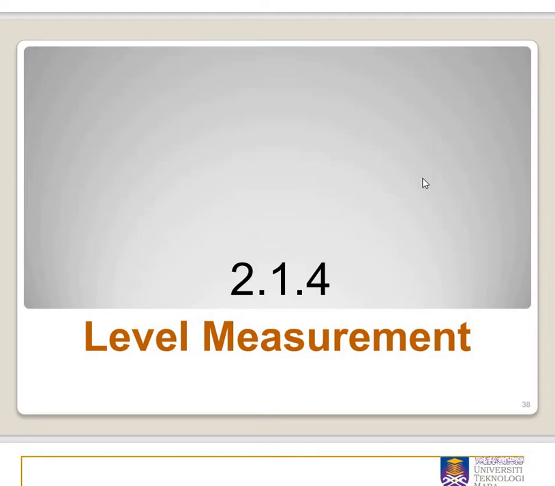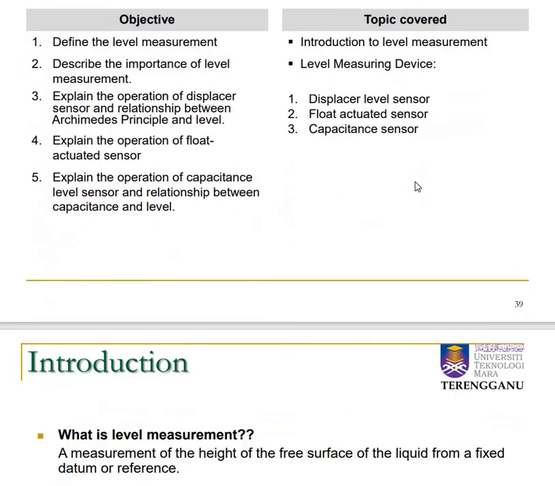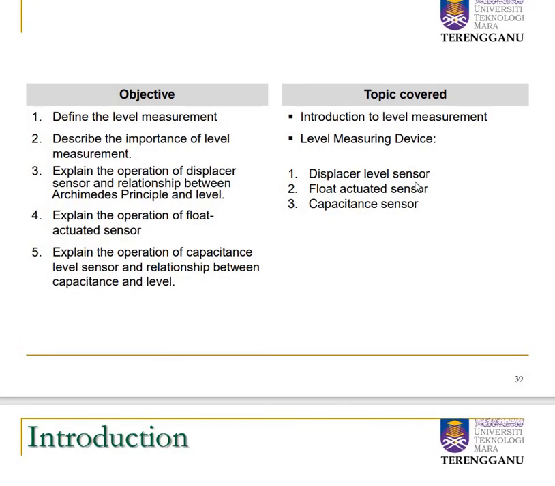So basically for level measurement, the objectives are to define level measurement, describe the importance of level measurement, explain the operation of the buoyancy sensor and the relationship between Archimedes' principle and level. Next, explain the operation of the fluid actuated sensor. Lastly, explain the operation of the capacitance level sensor and the relationship between capacitance and level.